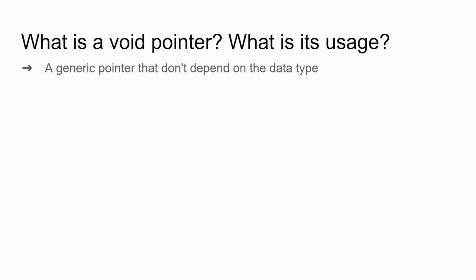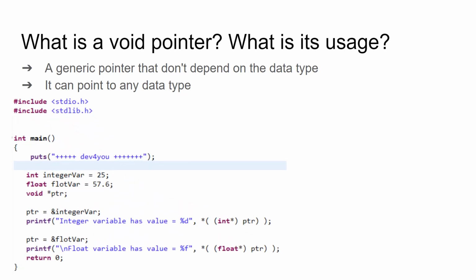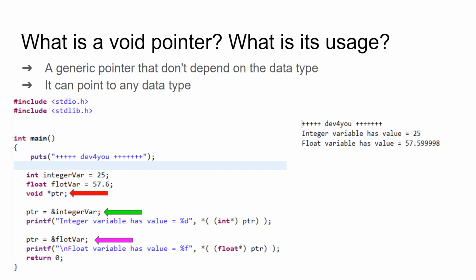A void pointer is a generic pointer and it does not depend on the data type, and it can point to any data type. So let's see an example. Here you can see I have a pointer named ptr, and here it is pointing to an integer variable. Similarly, it is pointing to a float variable, so it can point to any data type. And here is the output of the program. You can see it is showing the exact values which we have assigned to this void pointer.